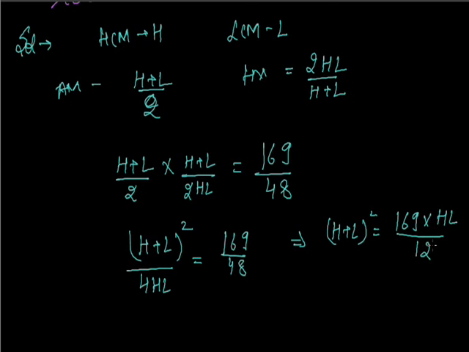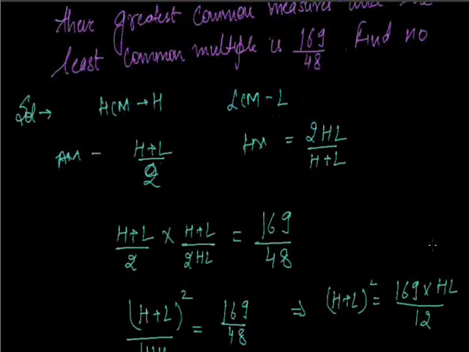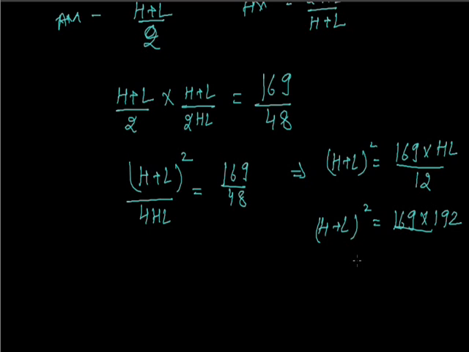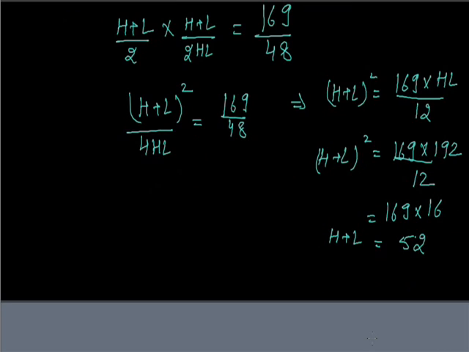And in the question it is given that the product of these two numbers is 192, means HL is equal to 192. It will give (H plus L) square equal to 169 into 192 upon 12. It will give 169 into 16. So H plus L will be equal to 52. Okay, we have found H plus L. Now let's move forward.